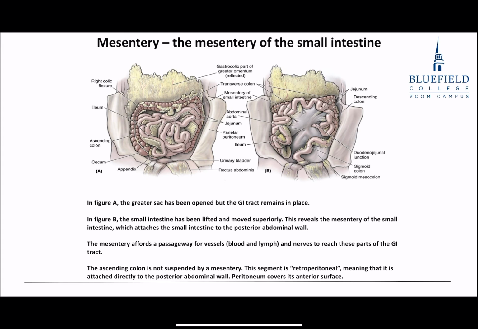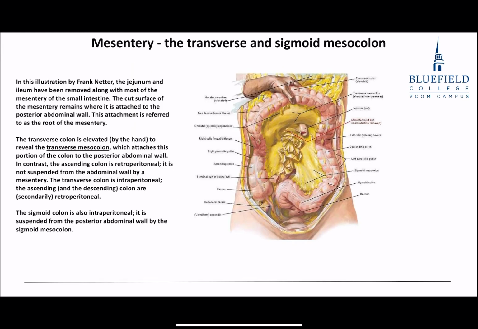Now as we go down the descending colon, we come to this portion that we call the sigmoid colon. Now, if you moved your hand down here, grabbed the sigmoid colon, you could actually begin to flop that portion of the GI tract around. It has a mesentery attached to it, and then also attached to the posterior abdominal wall here.